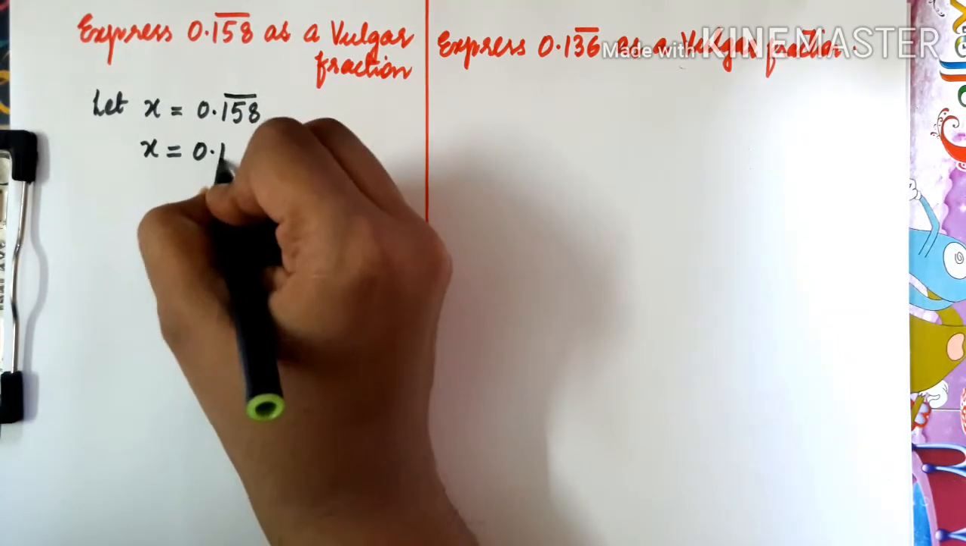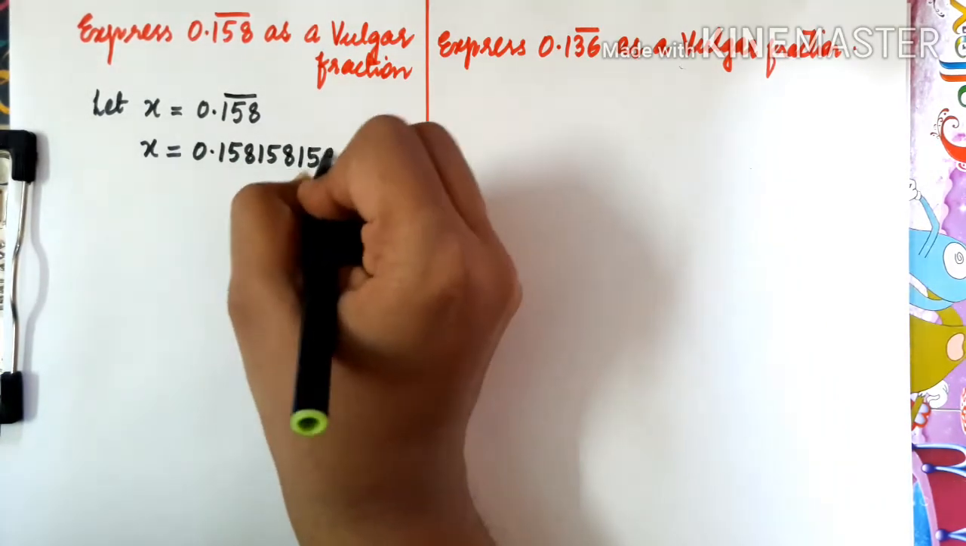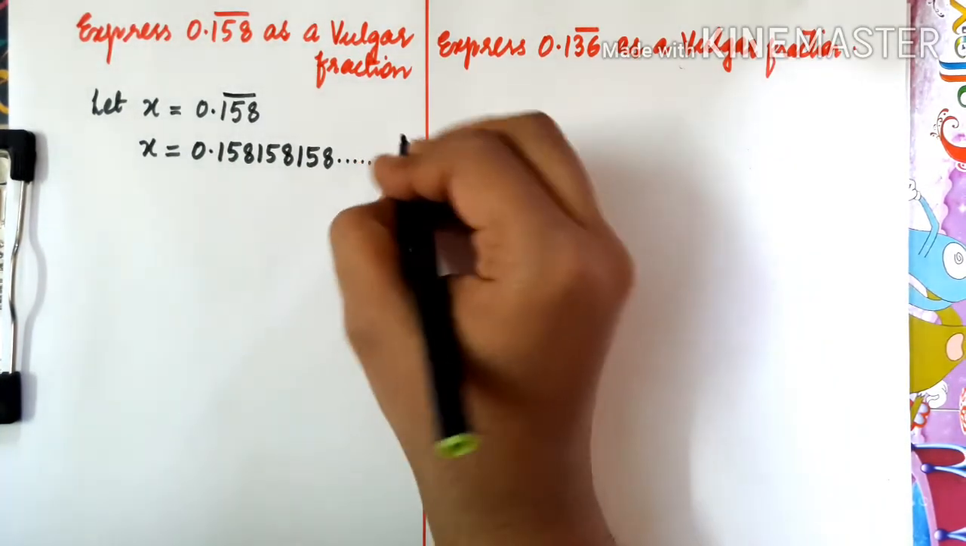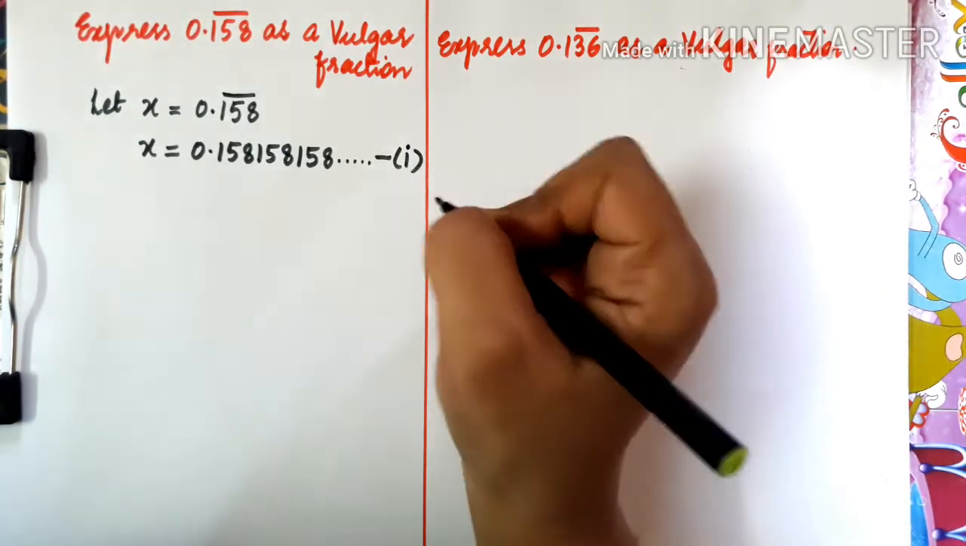So let us just write 158 158 158. It will just go on like that, and so on. Let us take this equation as equation 1.